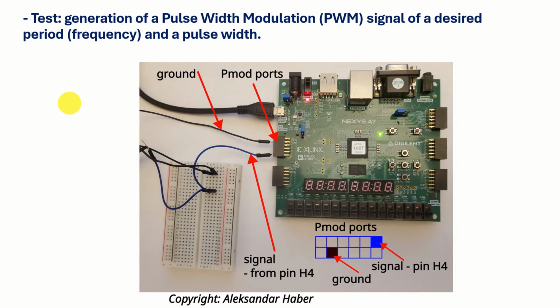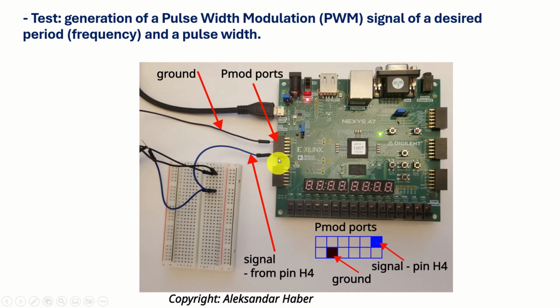As mentioned previously, as a demonstration, in this tutorial we will explain how to use the clock to generate a pulse width modulation signal with the desired period, that is frequency, and the desired pulse width. And here's the wiring diagram.